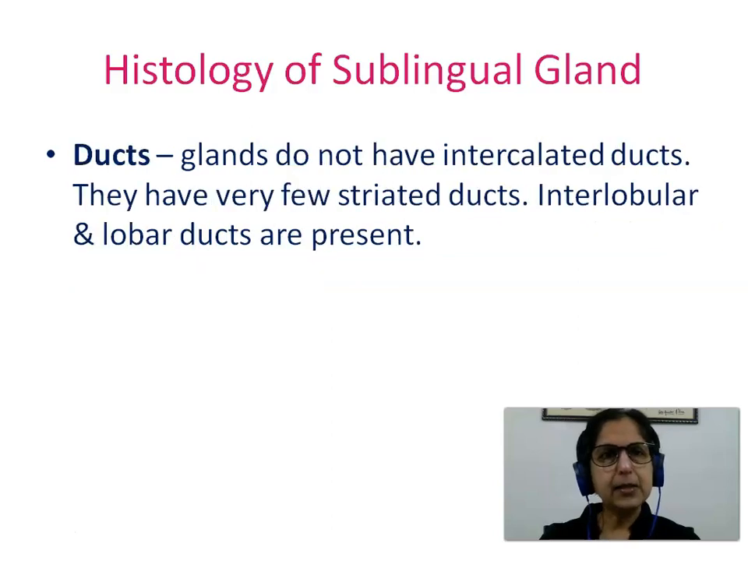Ducts seen here. Glands do not have intercalated ducts. They have very few striated ducts. Interlobular and lobar ducts are present.